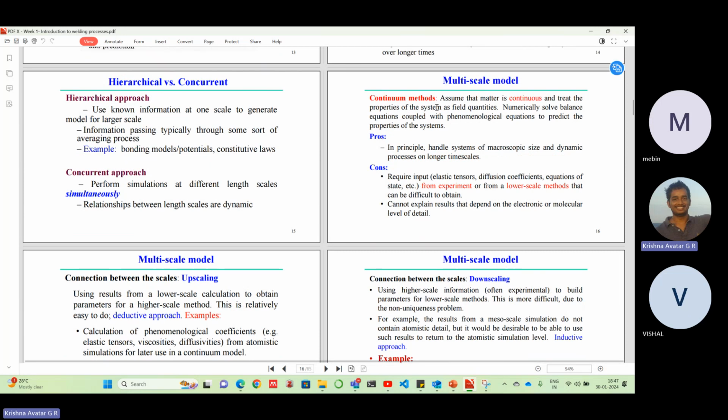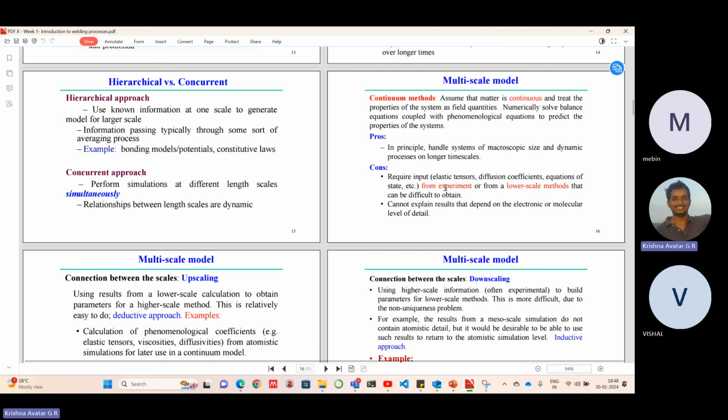In multi-scale modeling, if we use continuum methods, then the material is assumed to be continuous. This is the most fundamental assumption, and we treat the properties as field quantities. Physical field quantities are defined at every material point in the body. Then we construct balance equations, for which we use certain phenomenological equations to predict the properties of the system. It has its advantages: it can handle systems of any size and dynamic processes on longer timescales.